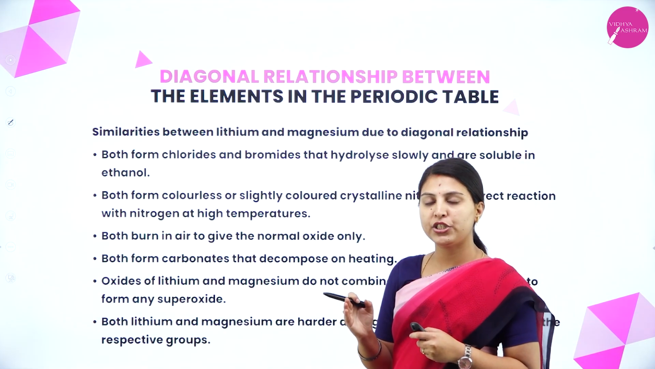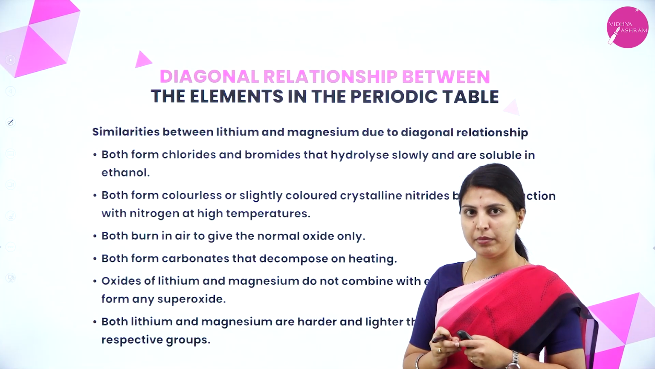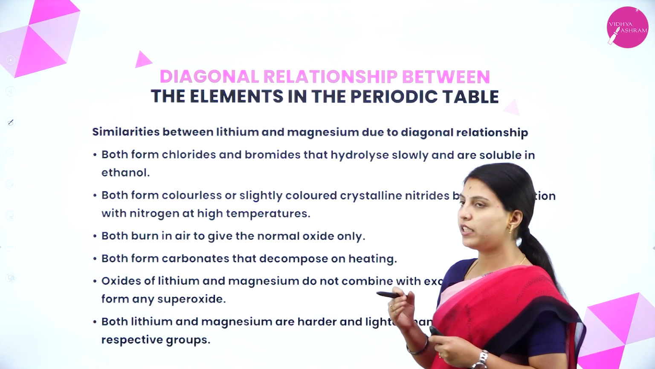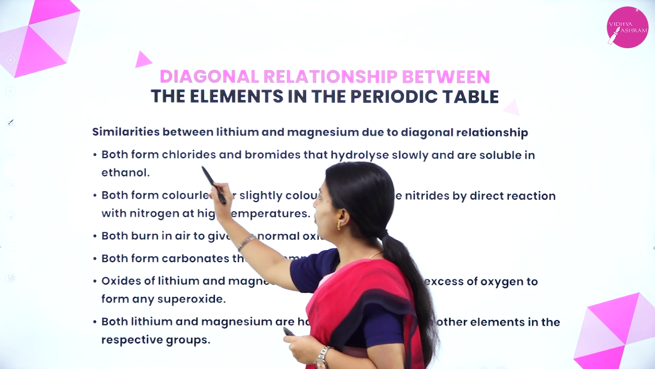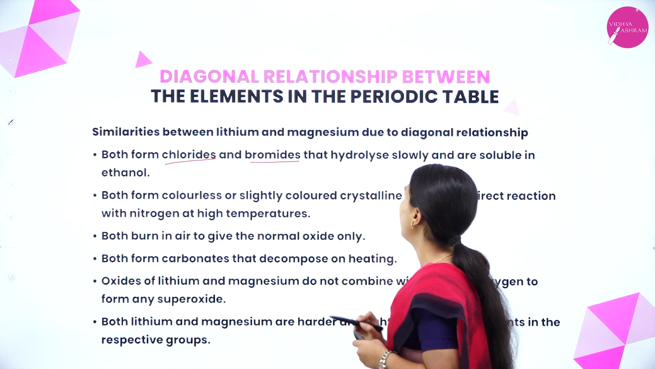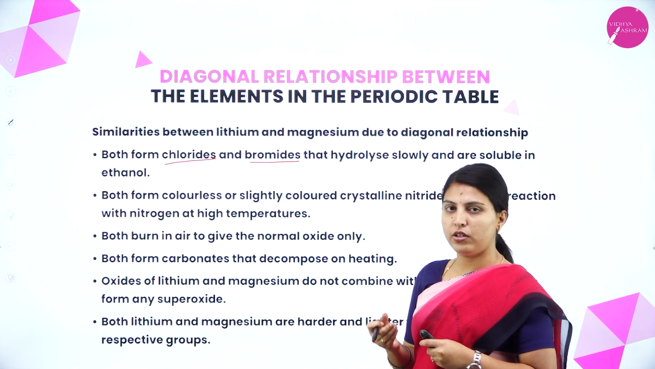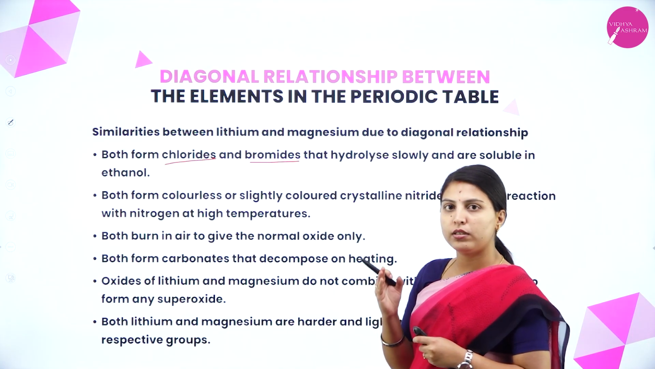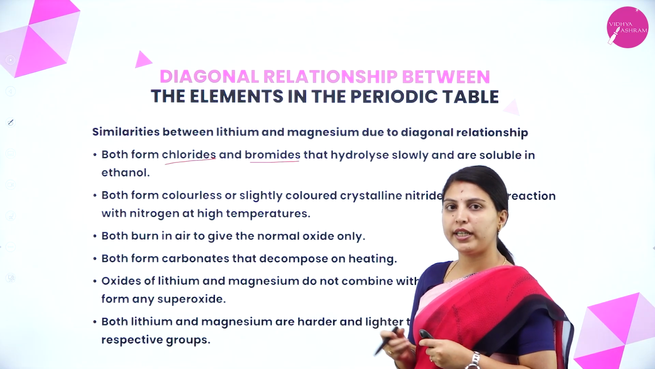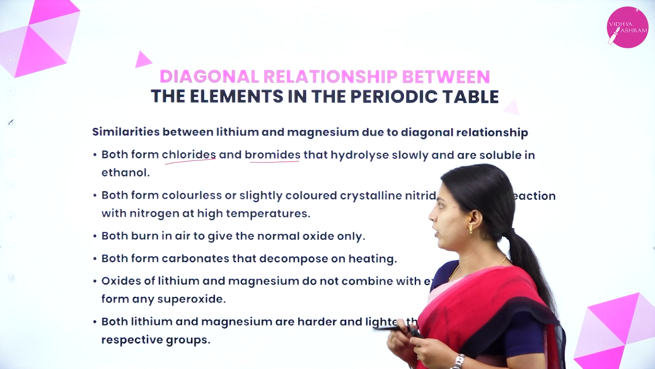Usually lithium and magnesium are diagonally placed in the periodic table. So, what are the similarities between those elements? Both form chlorides and bromides that hydrolyze slowly and are soluble in ethanol or alcohol.